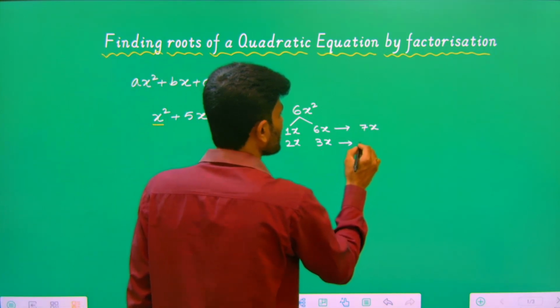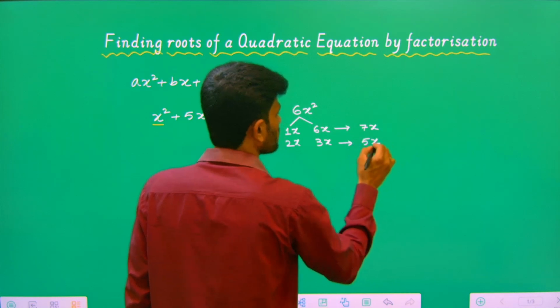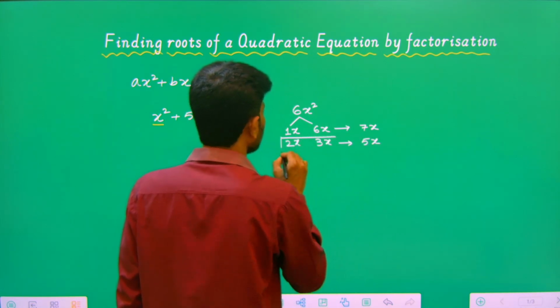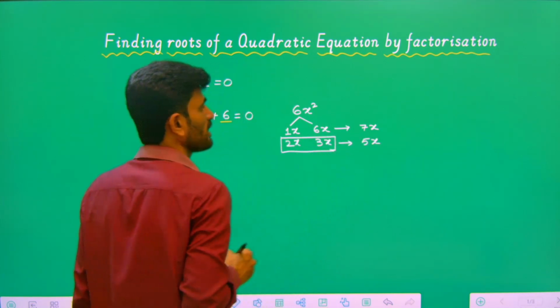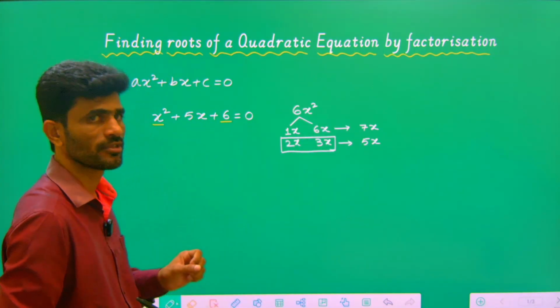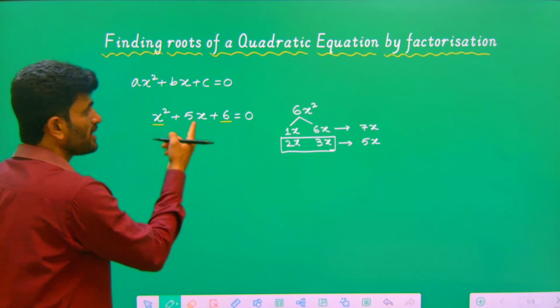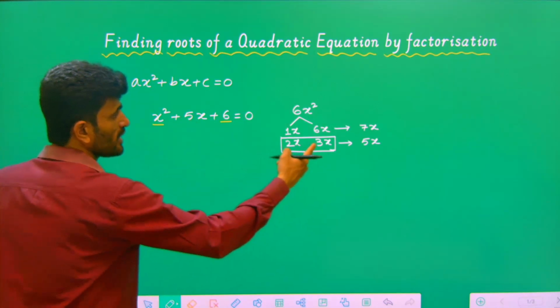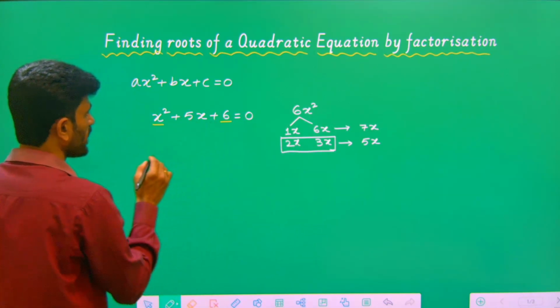Another pair is 2x and 3x, which gives 5x. So 2x and 3x is the correct pair of factors because their sum is 5x, which is the middle term. So we have to split this 5x as 2x and 3x. So how should we write it now?